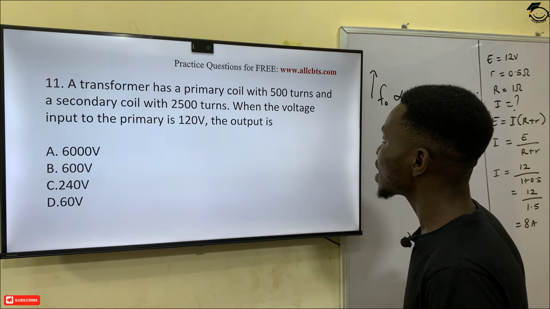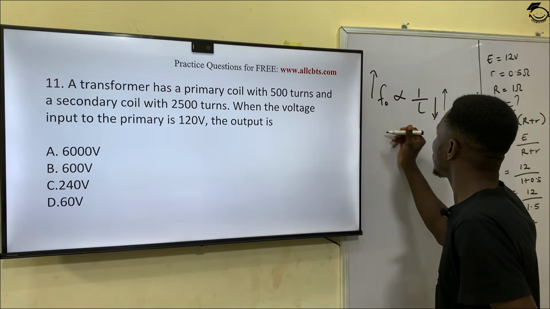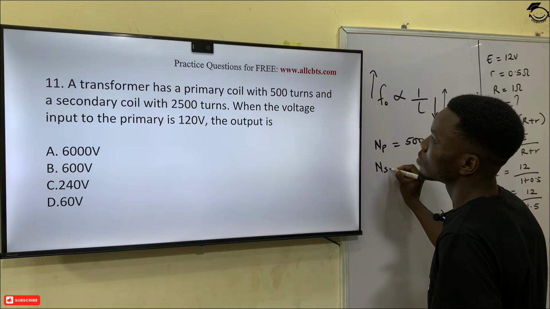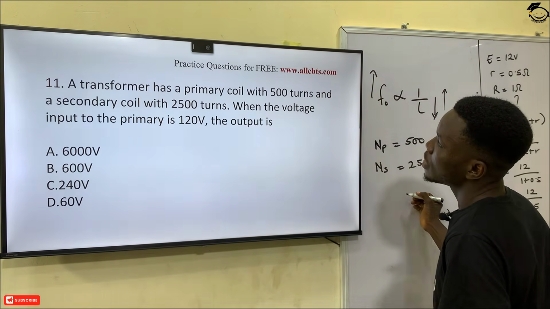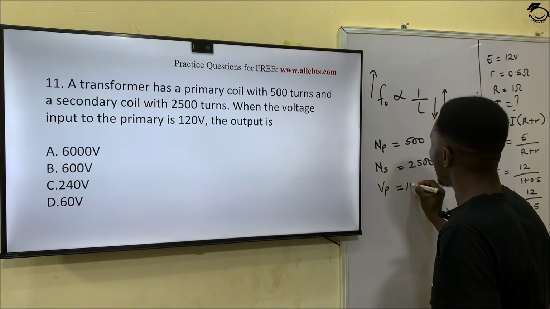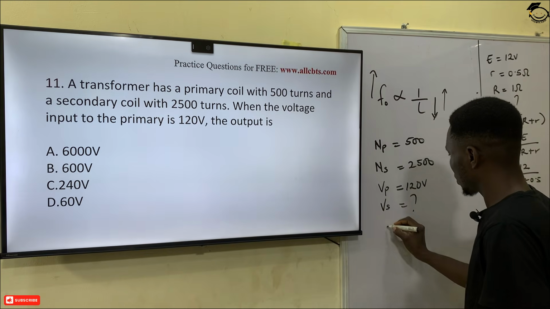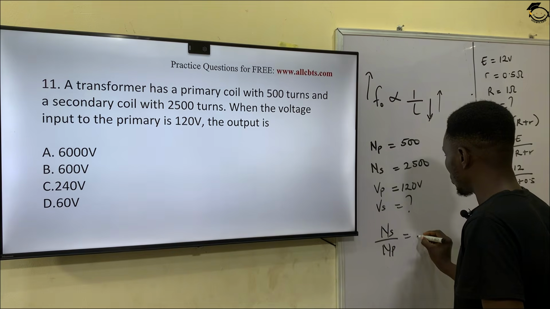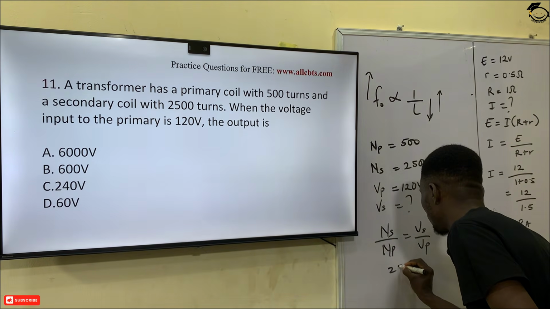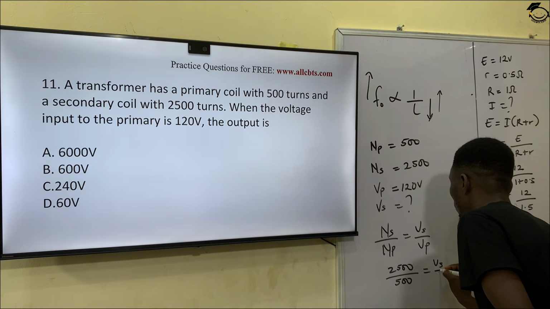It says a transformer has a primary coil with 500 turns and a secondary coil with 2,500 turns. So we have our primary turns as 500 and we have the secondary as 2,500. Then it said when the voltage input to the primary is 120 volts, so we have the VP as 120 volts. The question is the output is what? So we are looking for the VS. We do not know. And we know that NS over NP is equal to VS over VP. So if you apply this formula, I have 2,500 over 500 is equal to VS over 120.